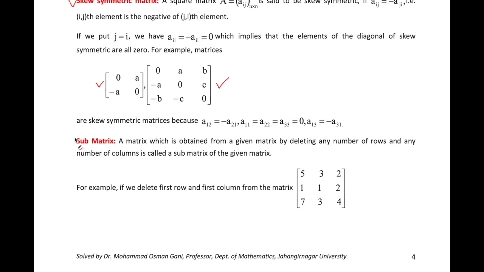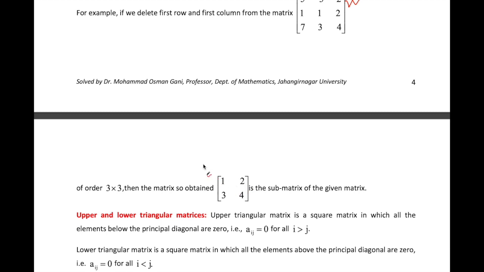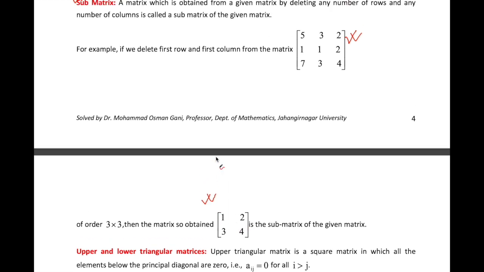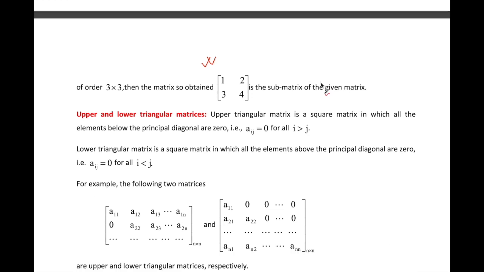Now submatrix. A submatrix is a part of a given matrix. For example, let's say you are given this matrix, and the submatrix of this one will be this one. You take 1, 2, 3, 4. If you delete the first row and first column, then you will get this one. This one is a submatrix. You can delete the second row, second column, first row, and you will get 1, 2, 7, 4. It will be a submatrix.